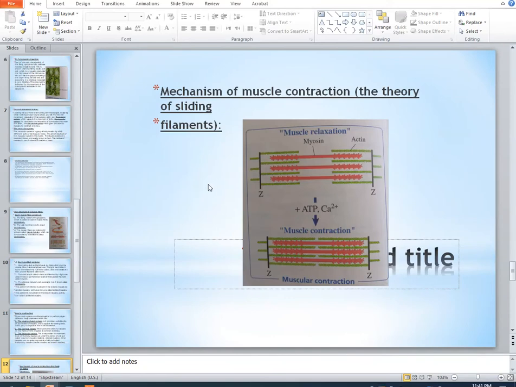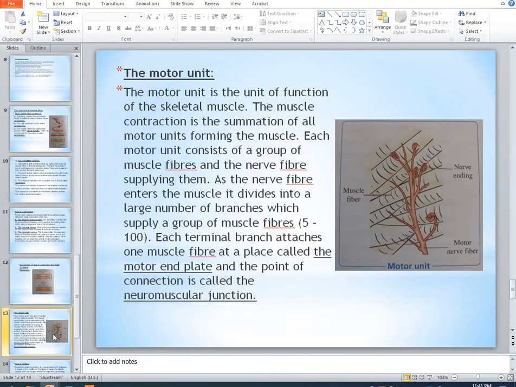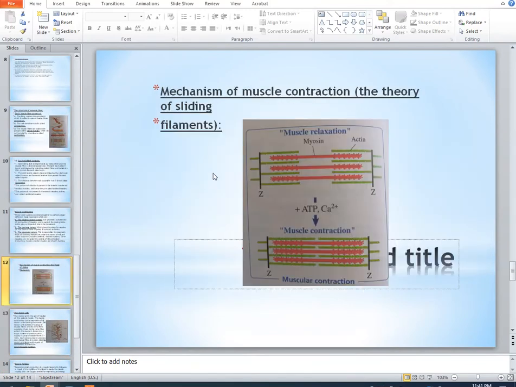Mechanism of muscle contraction: the theory of sliding filaments, by sliding the filaments of actin over the filaments of myosin.